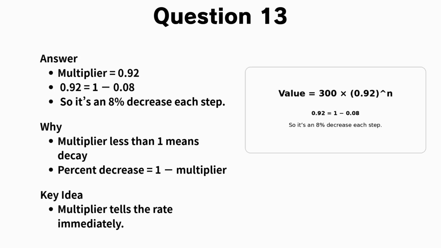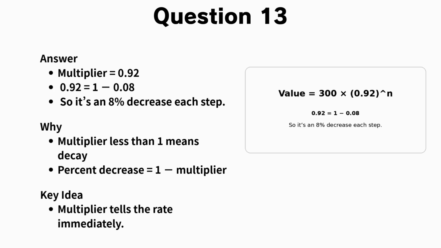Question 13. Let's break it down carefully. The given model is value equals 300 times 0.92 to the power of n. In any exponential model, the key to understanding the rate of change is the multiplier. Here, the multiplier is 0.92. Now compare it to 1. Because 0.92 is less than 1, this model represents decay, not growth.